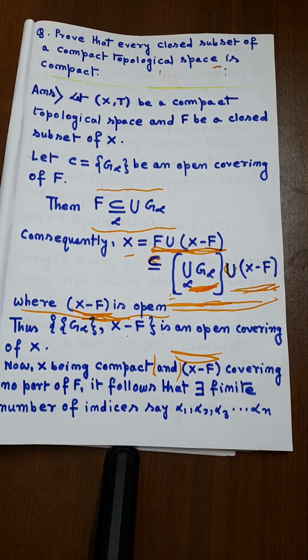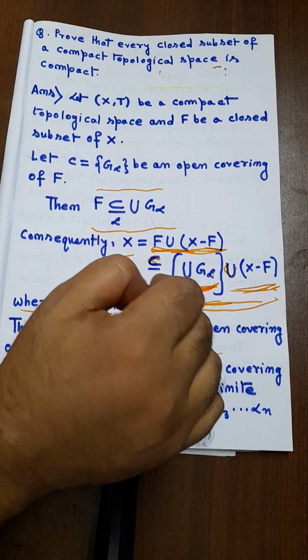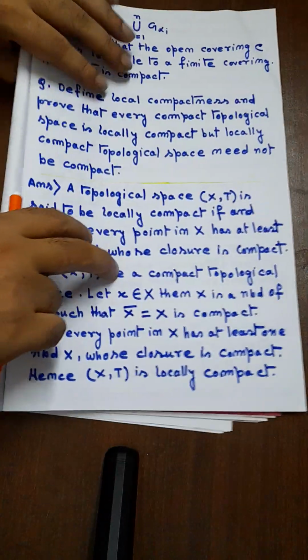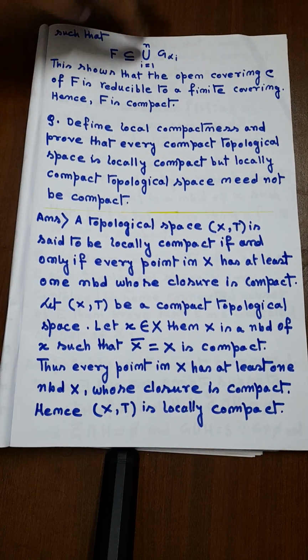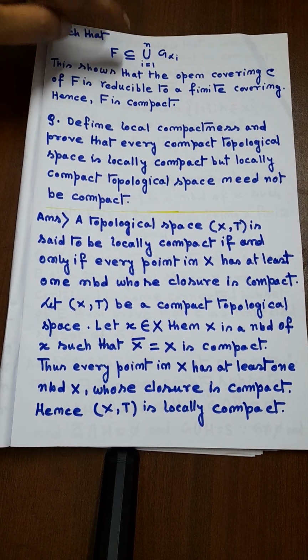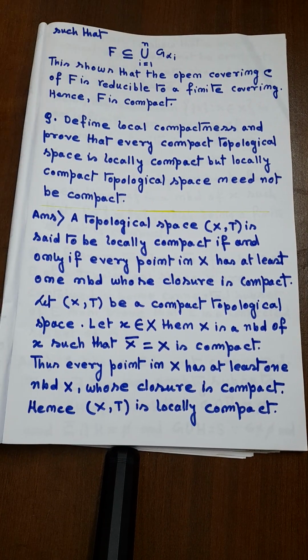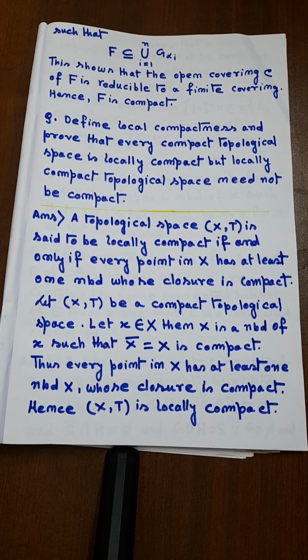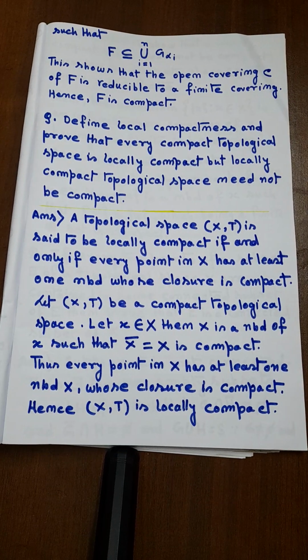It follows that if there exists a finite number of indices, say alpha 1, alpha 2, alpha 3, up to alpha n, where alpha 1 means G1, alpha 2 means G2, like that, such that F is a subset of the union of G alpha i for i equal to 1 to n, this shows that the open covering C of F is reducible to a finite covering, hence F is compact.